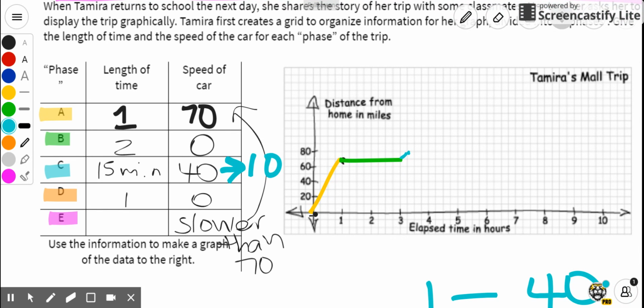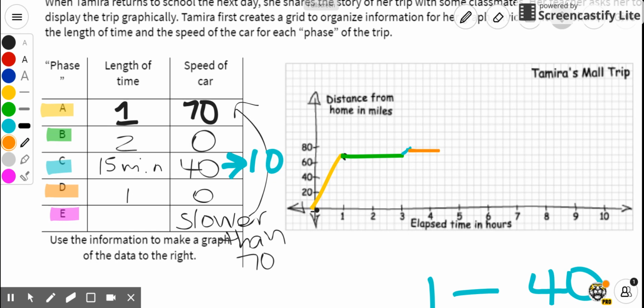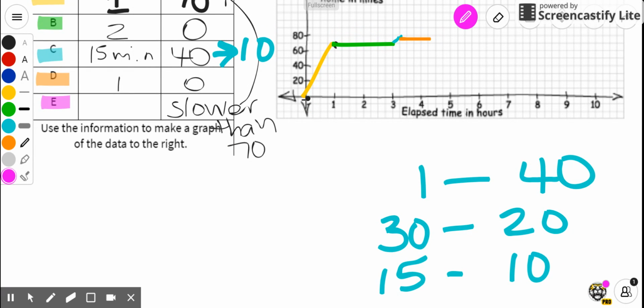Next up, she stayed there for an hour and ate lunch. So for 4 blocks, she stayed there. So 1, 2, 3, 4. That looks good. It's a little bit off, but that's okay. And then she slowly went back to her house. So slower than 70, so we could pick a number. Whatever number we want to pick for this is cool. So let's say she was going maybe 50 miles per hour.